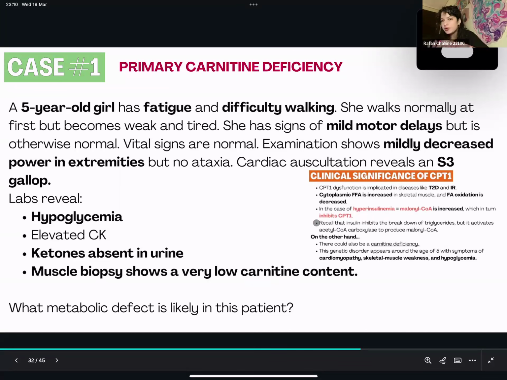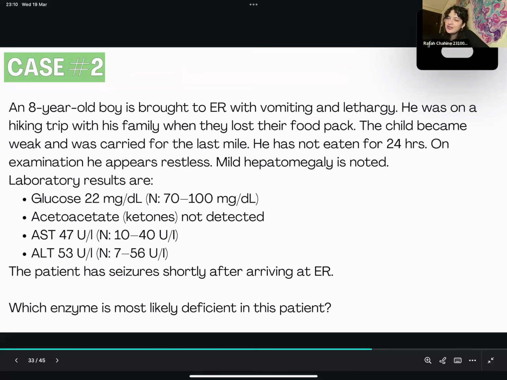We have an 8-year-old boy who was brought to the ER with vomiting and lethargy. He was on a hiking trip with his family when they lost their food pack. The child became weak and was carried for the last mile, and he has not eaten in 24 hours. On examination, he appears very restless and he has mild hepatomegaly. The laboratory results show hypoglycemia, acetoacetate or ketones are not detected. AST and ALT, or liver function tests, are pretty much normal, and the patient had seizures shortly after arriving at the ER.